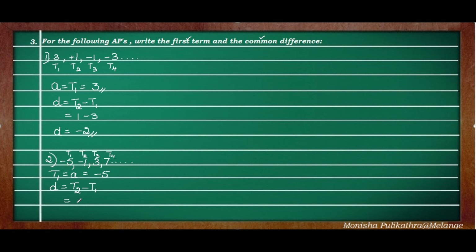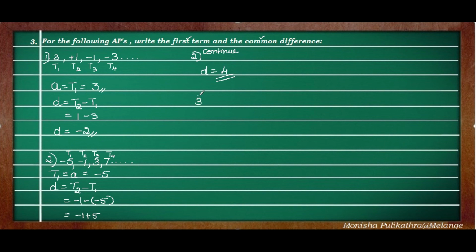So the common difference: here T2 is minus 1, minus T1, which is given as minus 5. When a minus sign appears, you need to put a bracket here. T1 is equal to minus 5. Therefore, minus 1, minus into minus, plus 5. So the common difference D is equal to minus 1 plus 5, which is 4. Okay, this is the common difference of the second question.